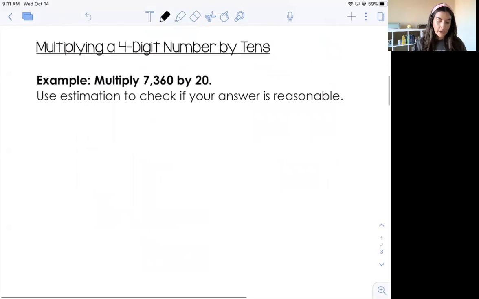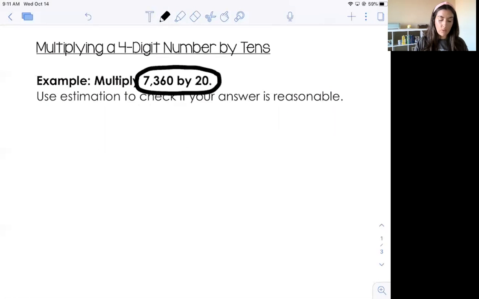Okay, next up, we're going to do a 4-digit number by a 2-digit number. So I'm going to set it up for you, and then I'd like you to pause this video and try it on your own and come back to see if your answer is correct. So this one, you have a couple different options as well.